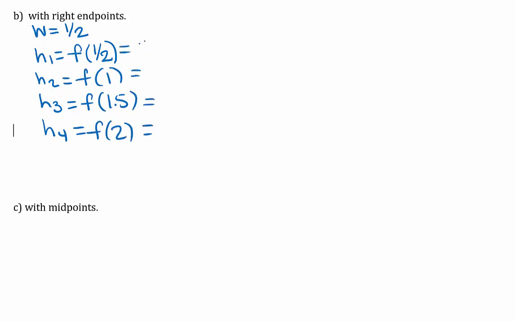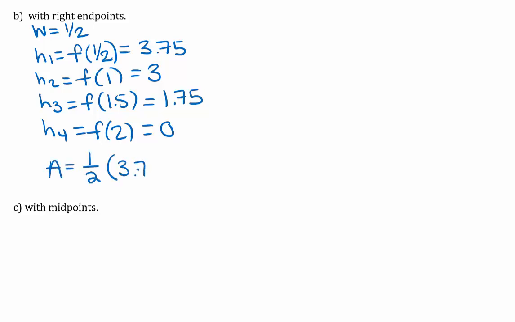f of 1/2 is 3.75, f of 1 is 3, f of 1.5 is 1.75, and f of 2 is 0. And then I can do the exact same kind of computation. I'm going to take my width, and I'm going to multiply that by the sum of all of my heights. And this time I got an area of 4.25.